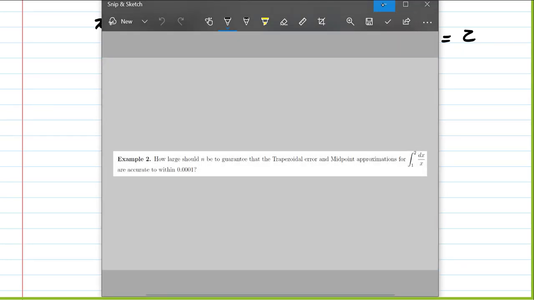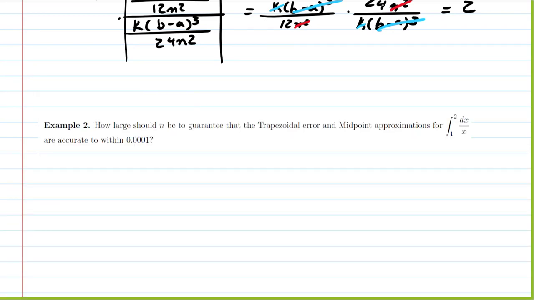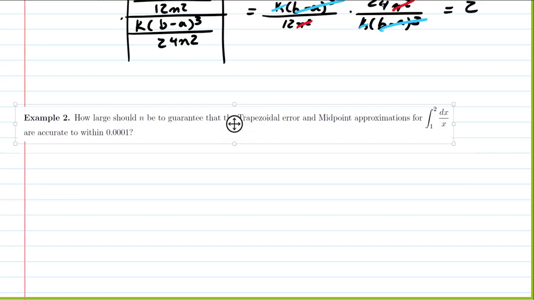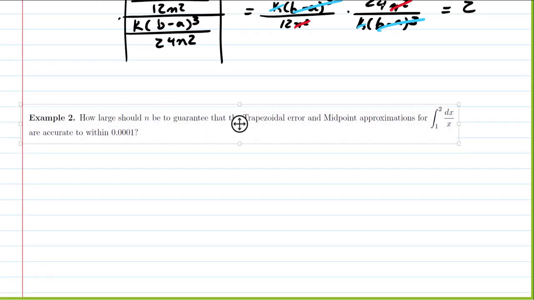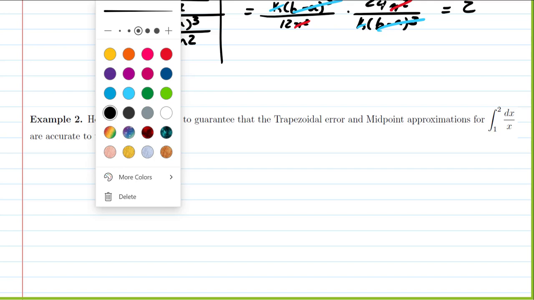So going back to example number 1, how large should n be to guarantee that the error for the trapezoid and midpoint approximations are accurate within 0.001? So let's go ahead and use our formula.